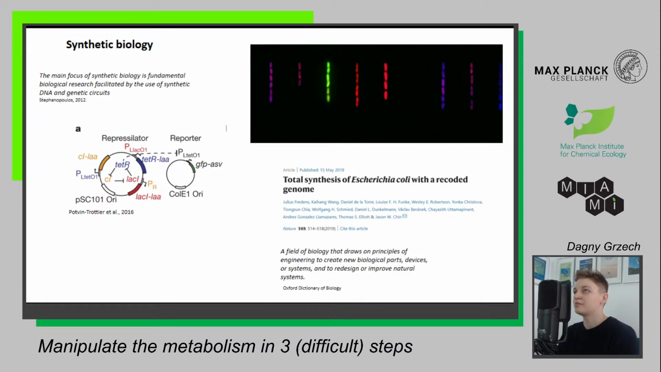And one of the examples that I think is super cool of the use of synthetic biology is the total synthesis of Escherichia coli with a recoded genome. So basically what the research group did in this investigation is they synthesized a bacterial genome, and they basically created a bacterium that has synthetic genetic information, and it is alive and it works, which for me is actually quite amazing.